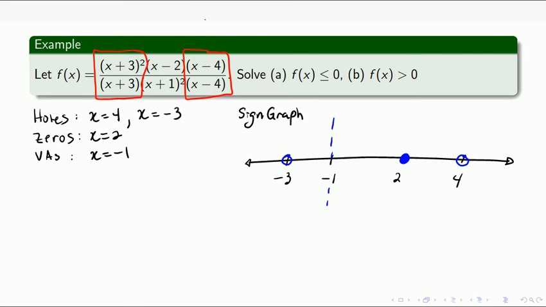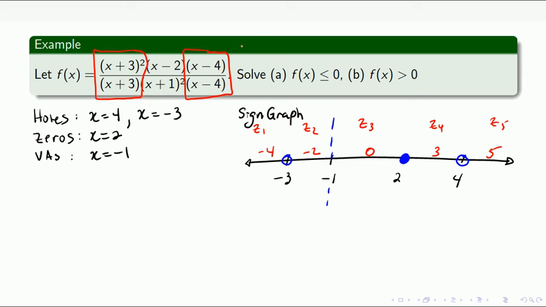From here, I'm going to break it up into zones. Zone 1 is to the left of negative 3. Zone 2 is in between negative 3 and negative 1. Zone 3 is between negative 1 and positive 2. Zone 4 is between 2 and 4, and Zone 5 is to the right of 4. I'm going to pick a test point in each zone: negative 4, negative 2, 0, 3, and 5.